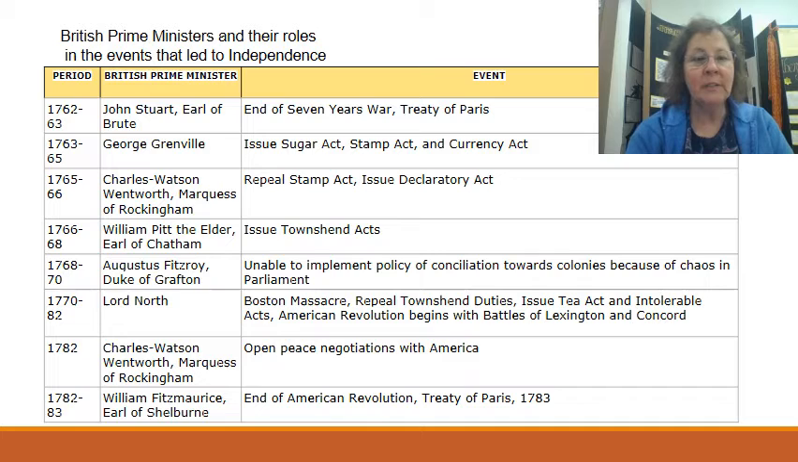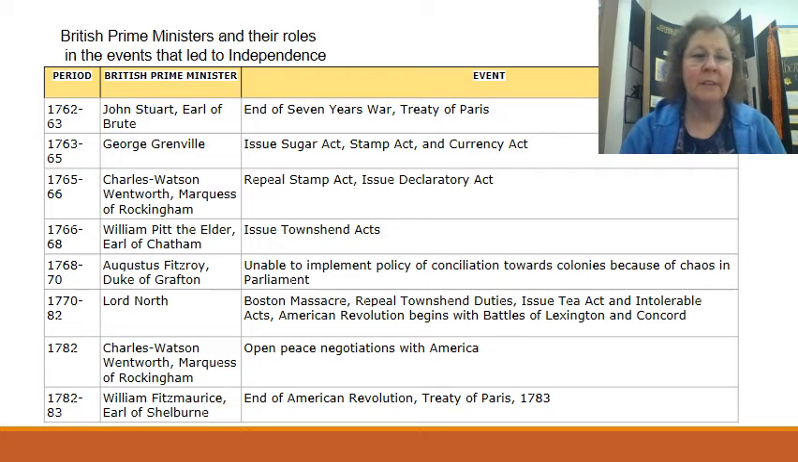Then from 1763 to 1765, we have George Grenville, who is the prime minister. He was the one who signed off on the Sugar Act, the Stamp Act, and the Currency Act. The Currency Act was the act that said that all of the money needed to be handled, if you remember, by the British coinage, not by the colonies setting up their own currency.